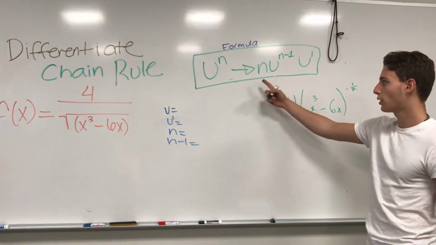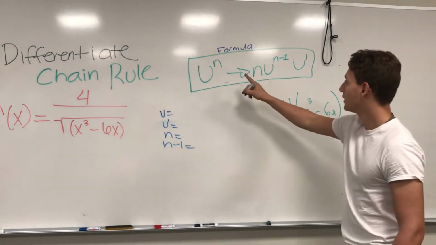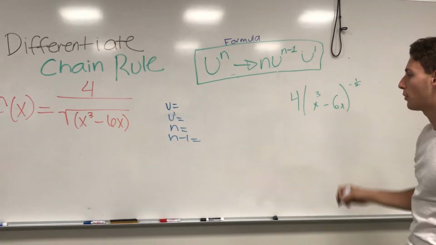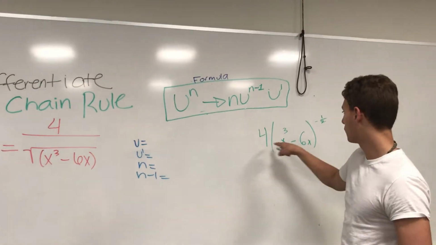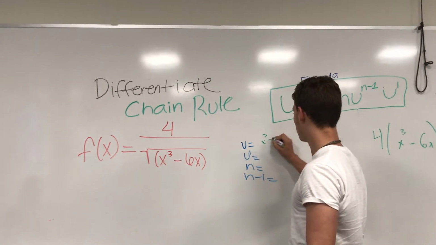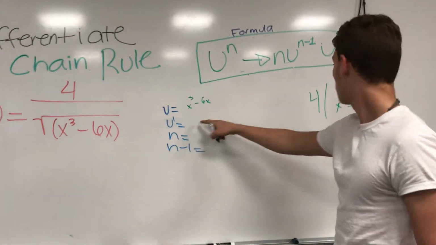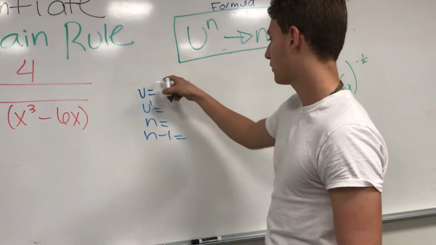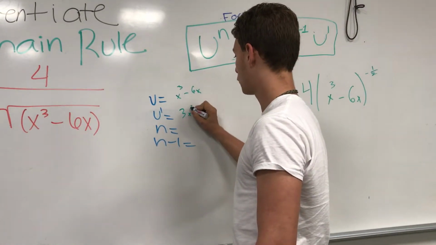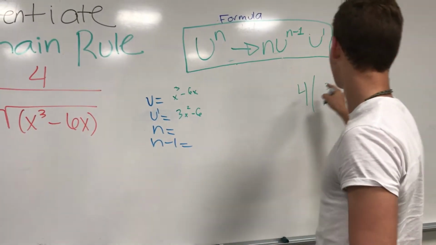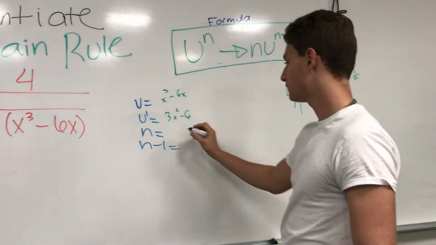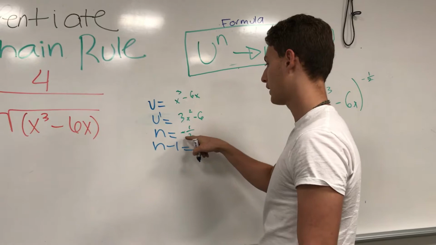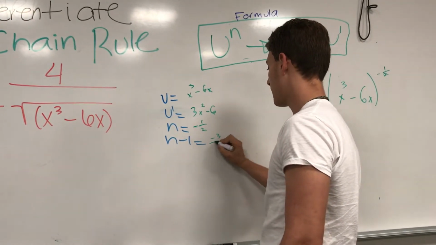So using this formula, we'll have to find what u, n minus 1 and the u prime of u. So firstly, u will be x cubed minus 6x. U prime will be, when you differentiate this problem, it will become 3x squared minus 6. N will be the exponent, which is minus 1/2. And n minus 1 will be minus 1/2 minus 1, which is minus 3 out of 2.